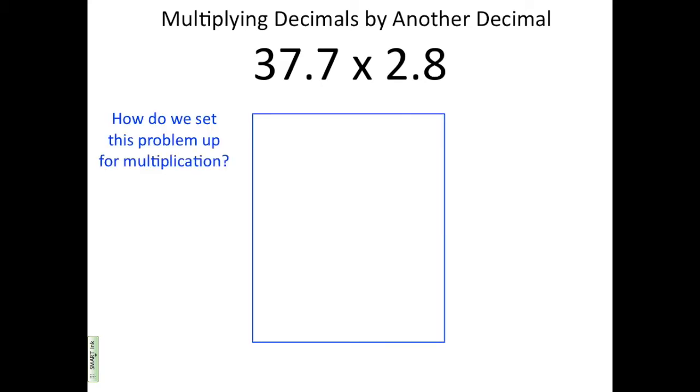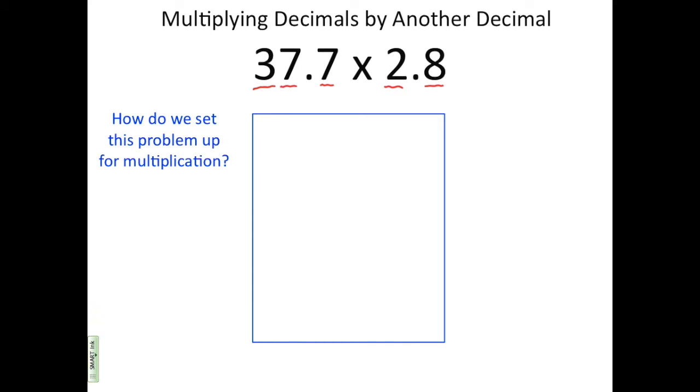How do we set this problem up for multiplication? Well, I'm going to start by putting 37 and 7 tenths up top and 2 and 8 tenths underneath it. I'm not putting 37 and 7 tenths up top because it is listed first. I'm actually putting it up top because it has a total of 1, 2, 3 non-zero digits, and 2 and 8 tenths has 1, 2 digits. Remember, in multiplication, if I were to have a number like 6 times 3, that equals 18. 3 times 6 equals 18, too. So in multiplication, it doesn't matter what factor comes first. When we multiply them, we're going to get the same answer.